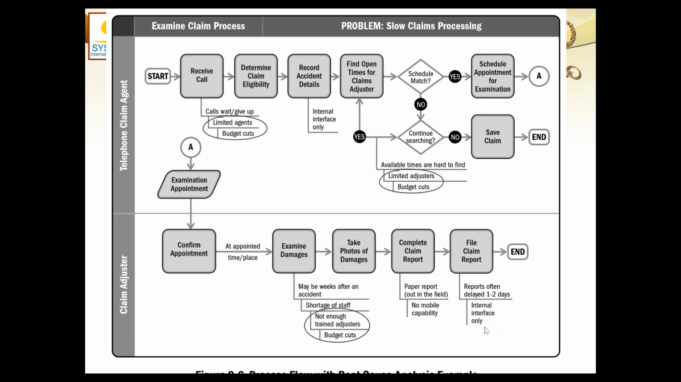Why? Internal interface only. So the internal interface comes out to be a leading cause, and the budget cuts comes out to be a leading cause, and no mobile capability. So budget cuts are coming from 3 different directions. No mobile capability is from one direction, and internal interface only is from 2 directions. So I can draw a Pareto here. I can say the biggest problem is budget cuts, second biggest problem is internal interface only, and the third problem is no mobile capacity.